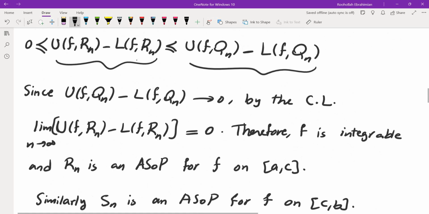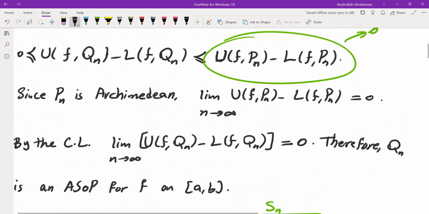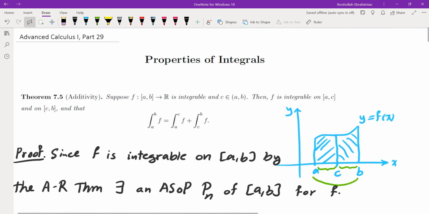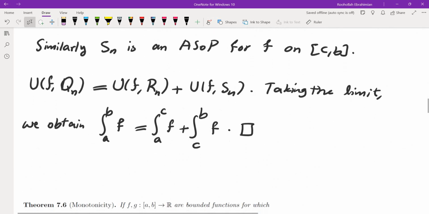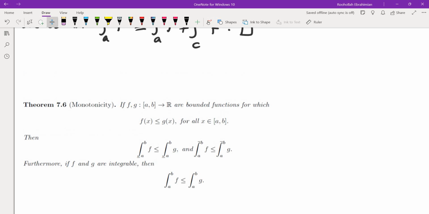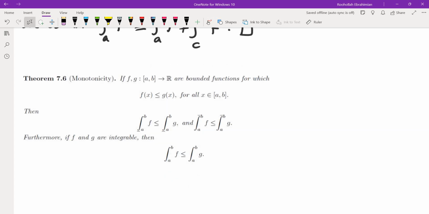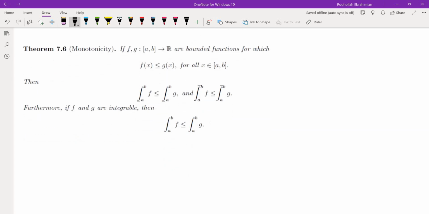Okay. The converse of this is also true. In other words, if a function is integrable from a to c and integrable from c to b, then it would also be integrable from a to b. But that's something that is in fact an exercise. You can work on that on your own.